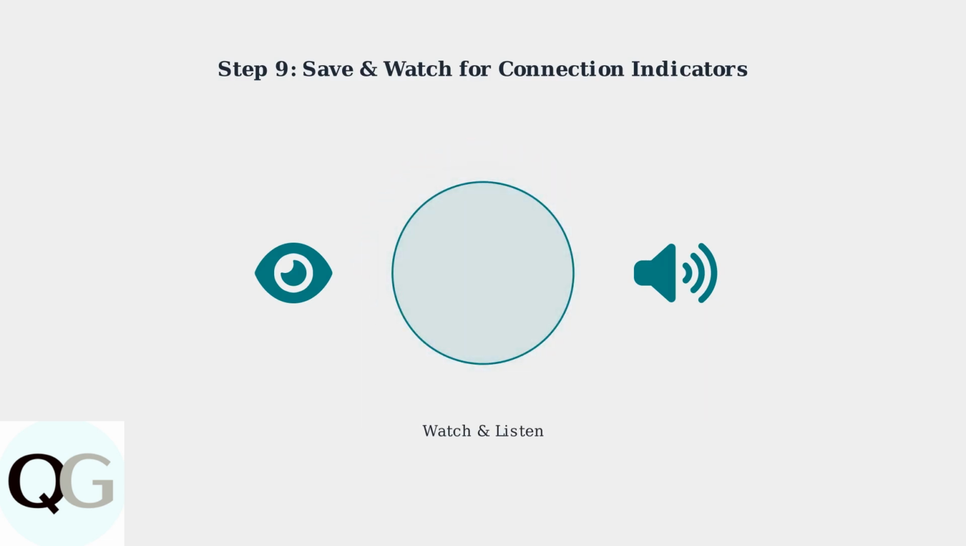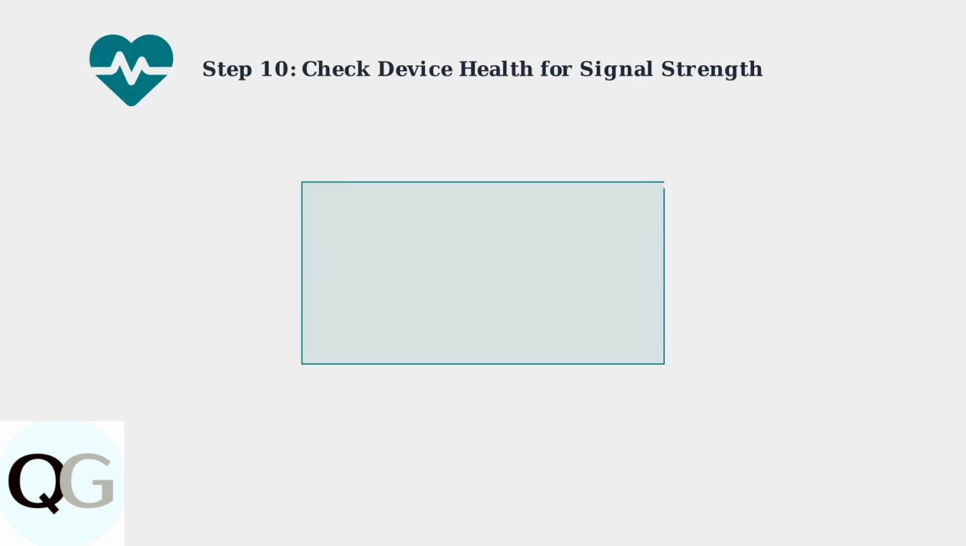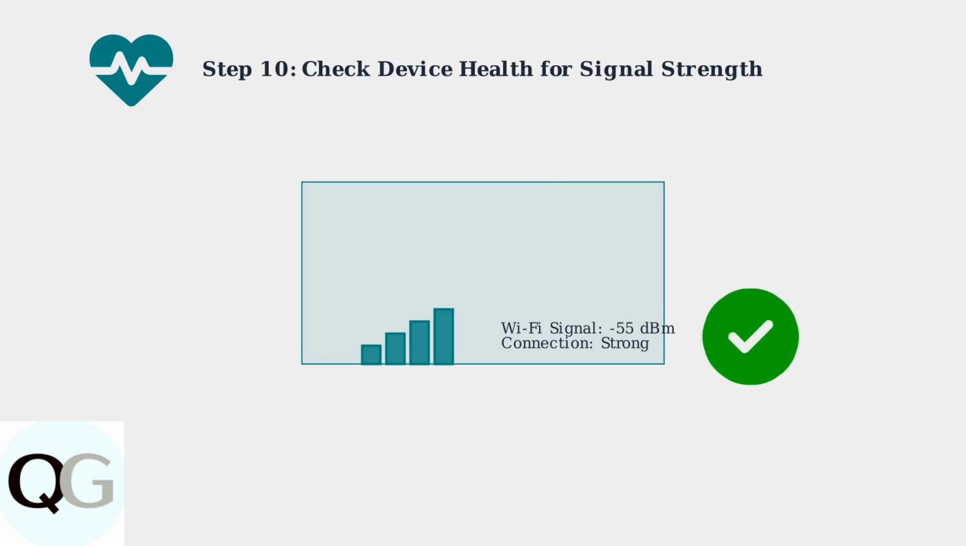Your camera will attempt to connect to the new Wi-Fi network. Watch for light patterns on your camera and listen for audio cues that indicate the connection process. Finally, check the device health section in your Ring app to verify the Wi-Fi signal strength and confirm your camera is successfully connected to the new network. A strong signal should show -50 to -60 dBm.